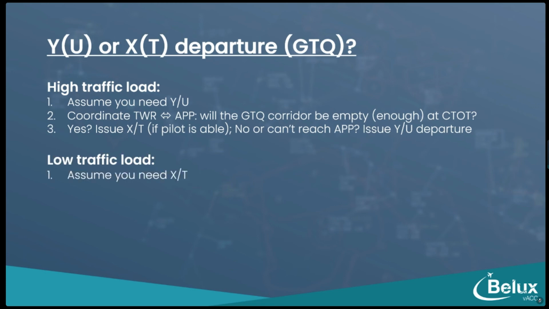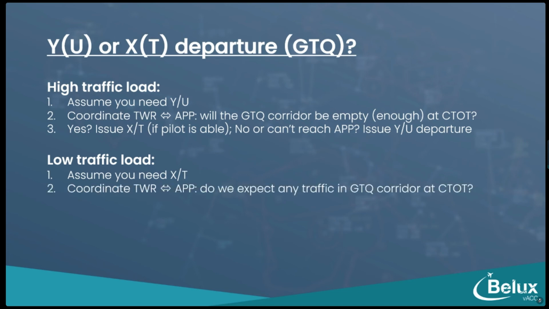Low traffic load. Assume you need an X-ray or Tango departure. This is basically the situation you encounter day to day on the network. Like in the evening, there's some traffic, but not anything too busy. You can coordinate between each other. Okay, do we expect any traffic in the Groot-Anquin corridor at the estimated departure time? If yes, okay, will it be a lot of traffic? Will it be able to just vector him around if needed? And then it's basically the opposite. If you expect some traffic over there, you can issue Yankee or uniform departure.